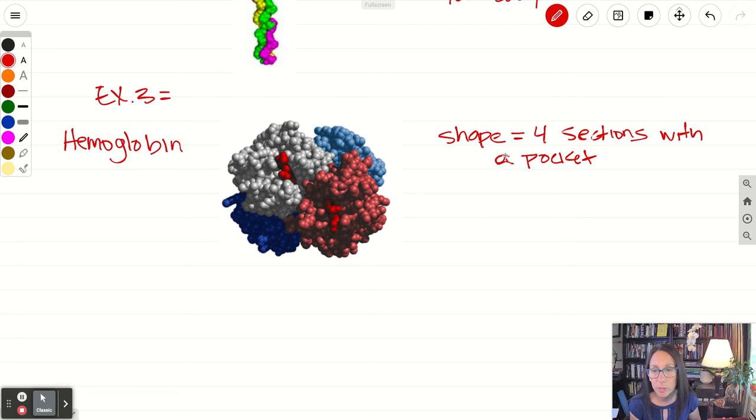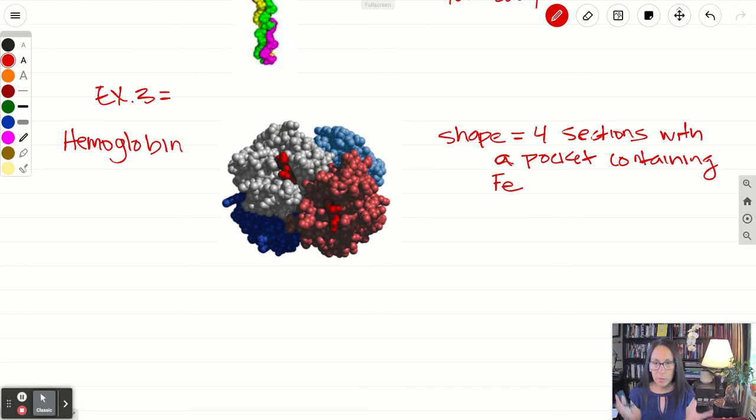Okay, so a little hole with a pocket containing iron. Iron on the periodic table is Fe. And iron binds to oxygen. They bind together. So hemoglobin is what is found in your red blood cells.